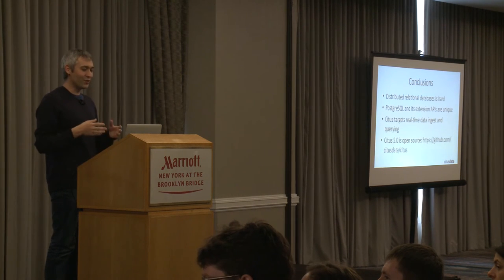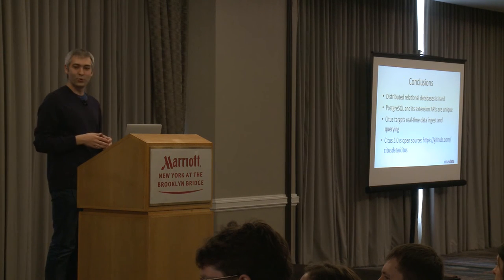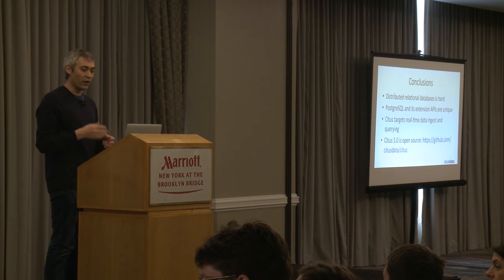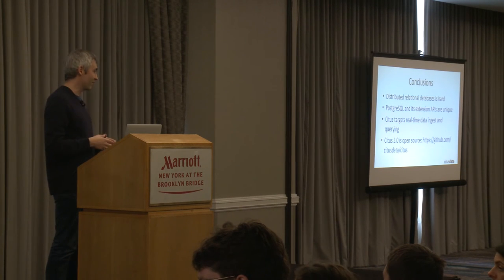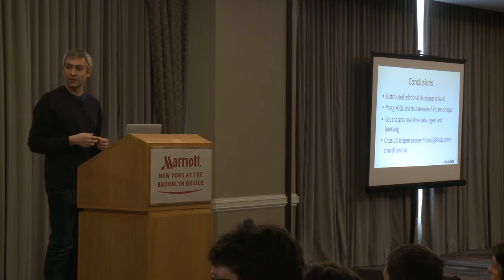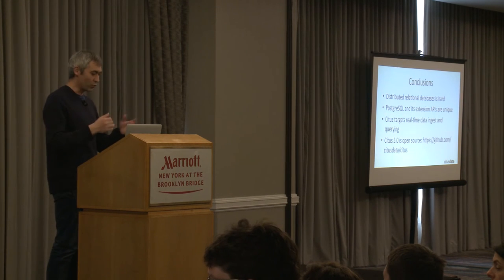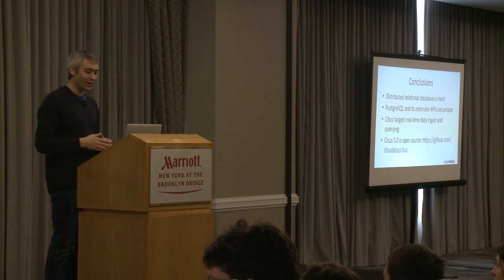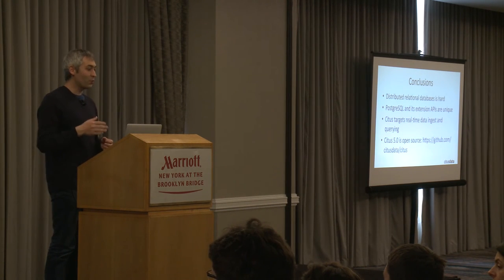In conclusion, distributed databases, and in particular distributed relational databases, are really, really hard. Fortunately, PostgreSQL enables extending any database submodule's behavior without forking from the underlying database. Citus uses these extension APIs to target real-time data ingest and querying use cases. And it's open source. We're looking for your feedback to make Citus better. If you have any questions or comments, please ping us over GitHub, Google Groups, or email.